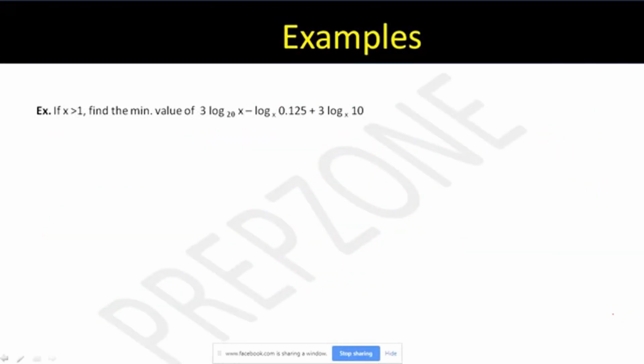Solve this example. See, you have already expressed the final answer as 3 by log 20 to the base x plus log x to the base 20, right? Are you sure this is the final expression you are getting? Is it not the other way around?